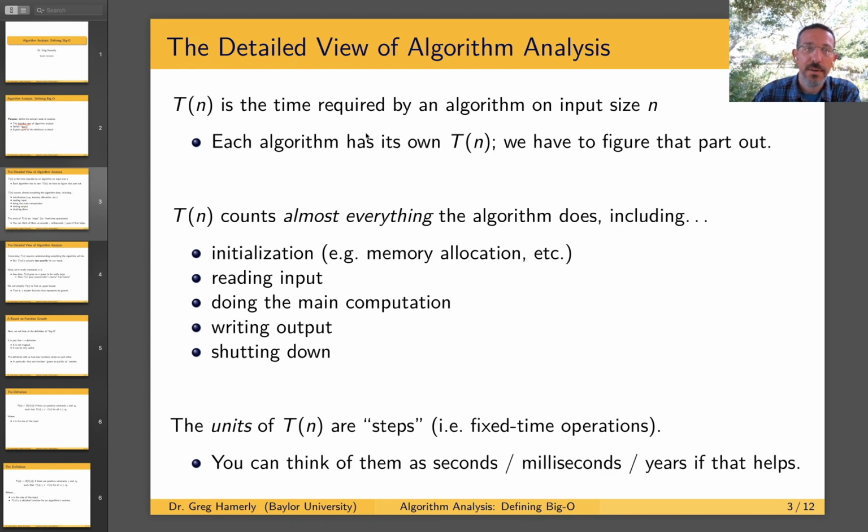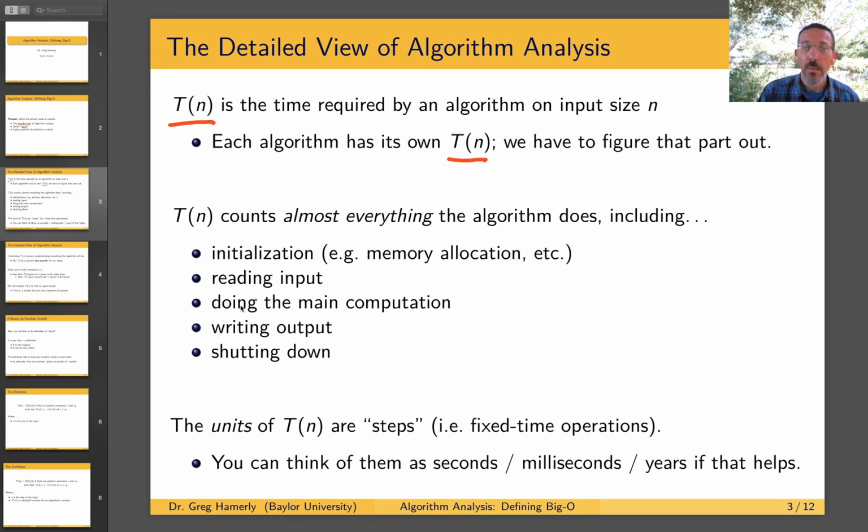Now remember, as we talked about before, T of n is the time required by an algorithm on an input size of n, where n is the number of inputs or the size of the input. Every algorithm that we wish to analyze has its own T of n, and we have to go from the algorithm or the code to get a T of n. And we haven't talked about how to do that, but we'll do that in a future lecture.